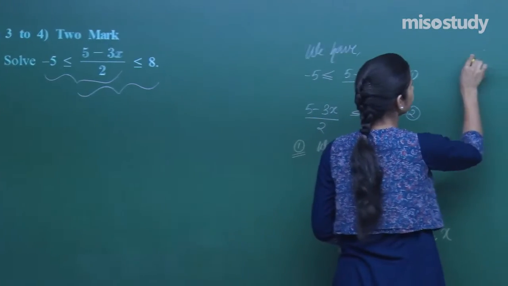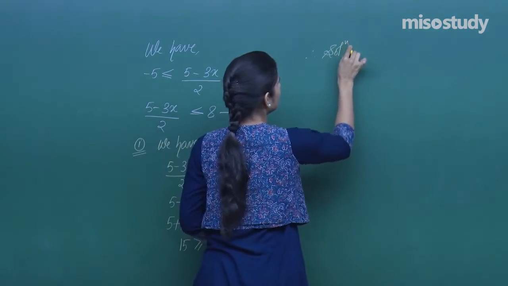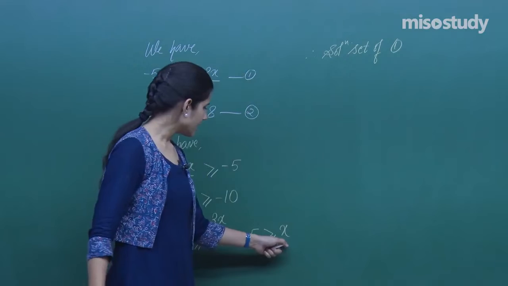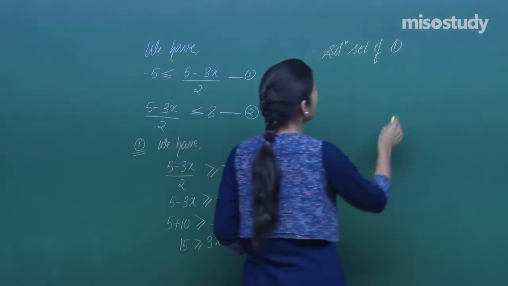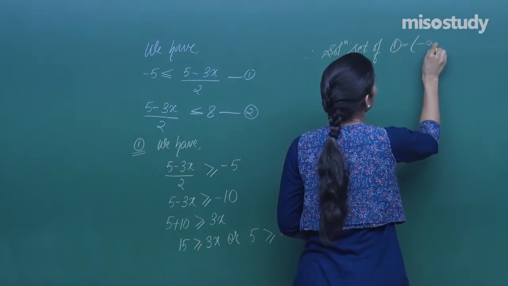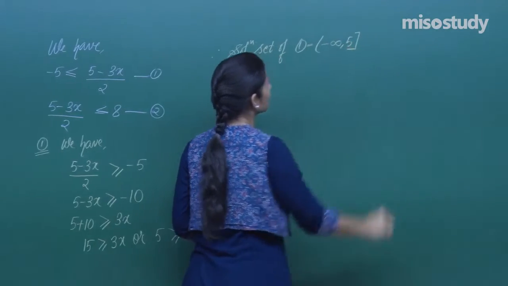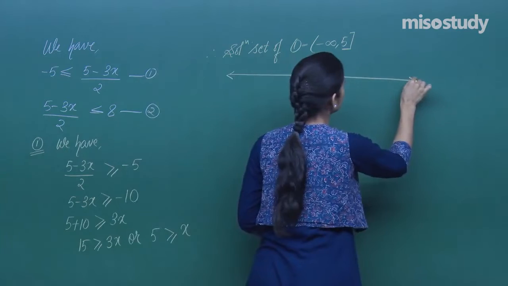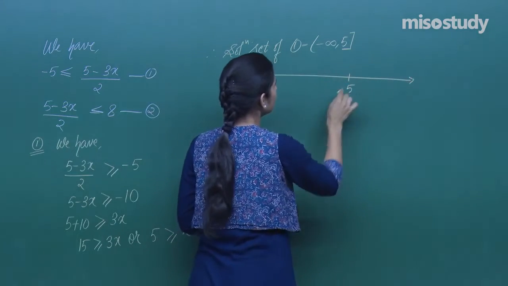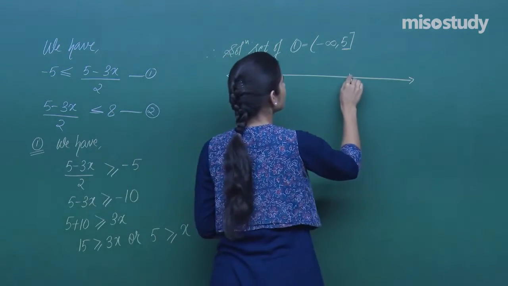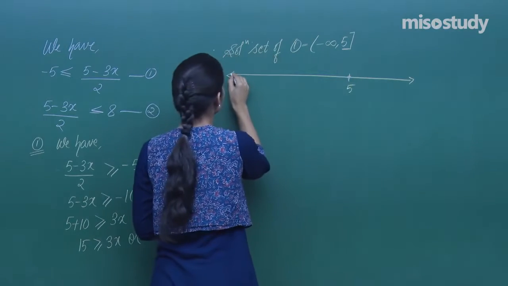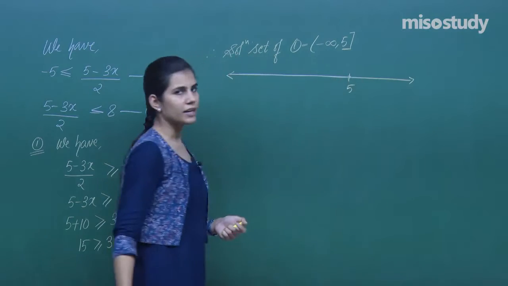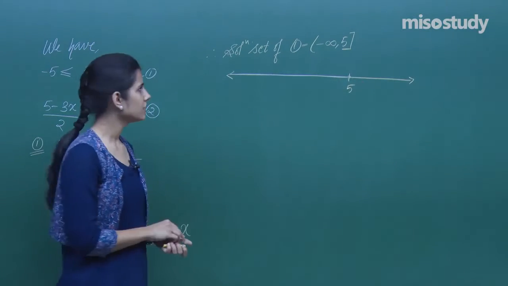And therefore the solution set of the first inequality is x less than or equal to 5. That means minus infinity to 5, with 5 closed. That means if this is 5, I am including 5 and everything before 5 up till 5 is the solution on the number line.